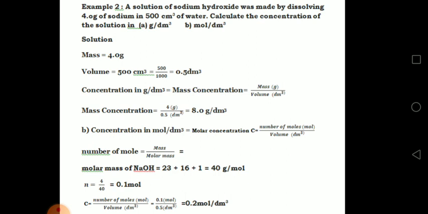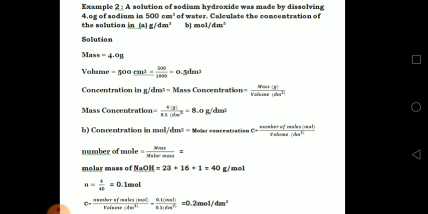Now to get the concentration in mol/dm³, we have two ways of doing this. This is the first method. Get your number of moles, then you divide by the volume. Of course, the number of moles is given as mass over molar mass. The molar mass of sodium hydroxide in this question is 40 g/mol. As we can see, the molar mass is the addition of the relative atomic mass of each element. Here you have sodium, which is 23, oxygen is 16, and hydrogen is 1. So you have a total of 40 g/mol as the molar mass of sodium hydroxide.